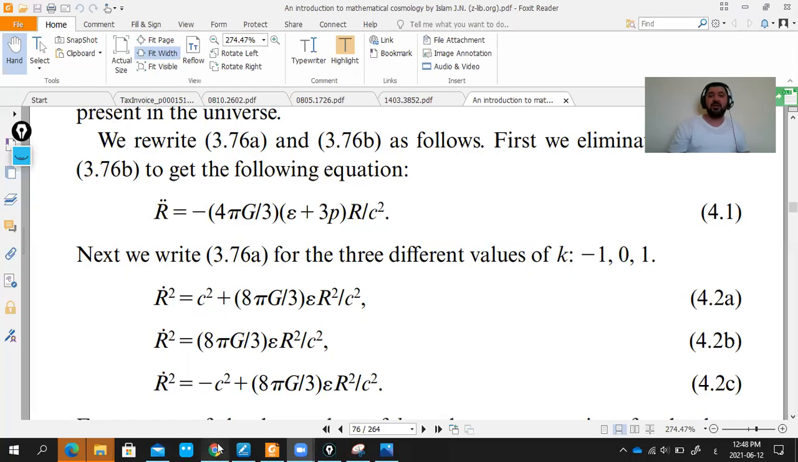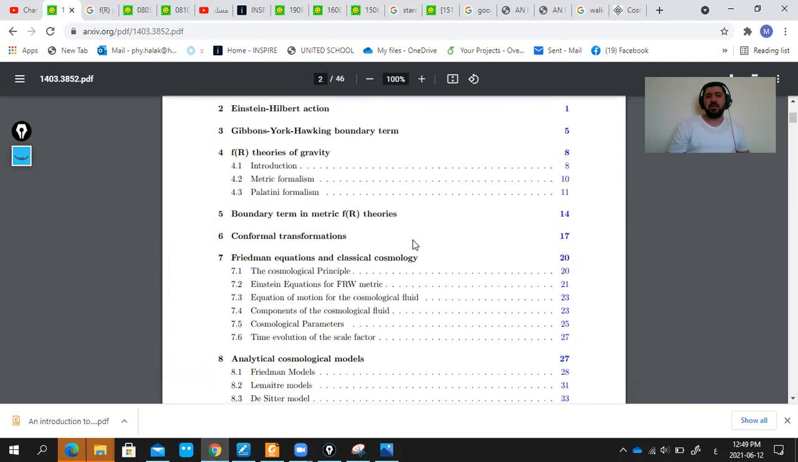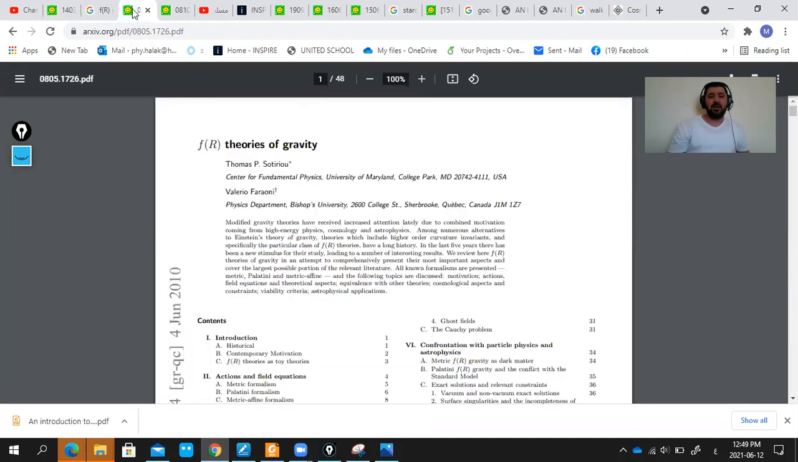Now, before starting this lecture, let me, as usual, remind you about the main references for the lectures, and especially for this lecture. The main reference for this series is Notes on f(R) Theories of Gravity by Sotiriou. And also we have the f(R) Theories of Gravity review.